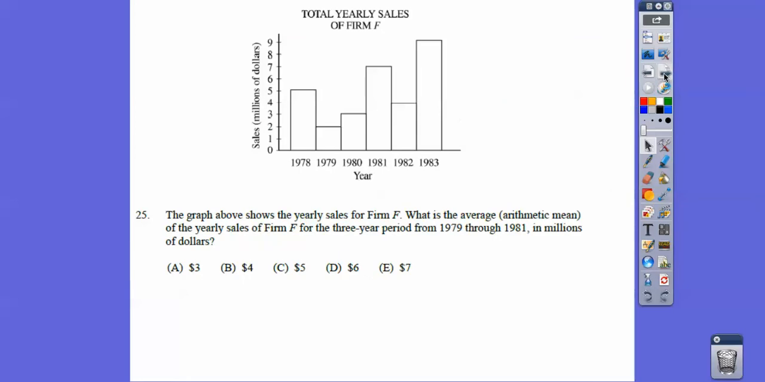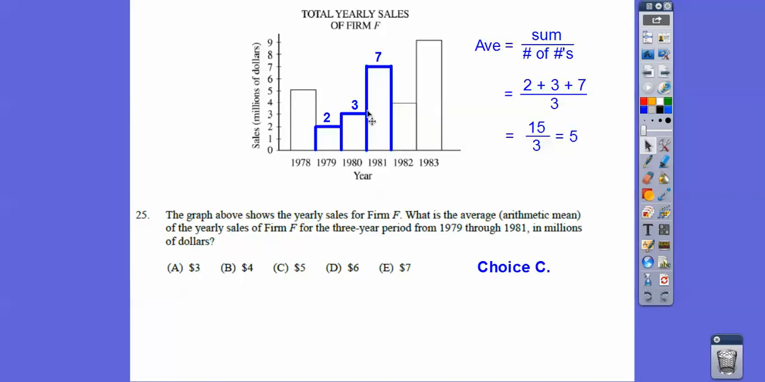The graph above shows the yearly sales from firm F. What is the average? Average is the sum divided by the total of the yearly sales of firm F for the 3-year period from 1979, 80, and 81 in millions of dollars. Let's get these totals. This is 2, this is 3, this is 7 million. So average is the sum of those numbers divided by the 3 numbers, so we get 5. So choice C on that one.